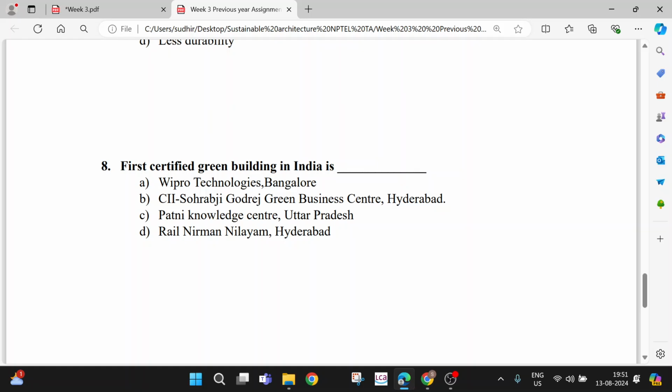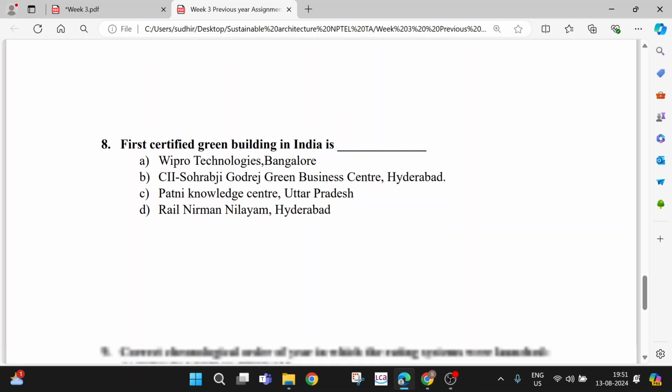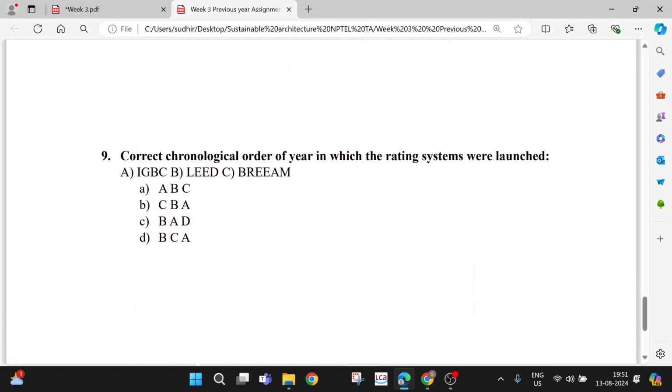Okay, so I think it is well known to all of you. So we can move to the next question. Question 9. Try to arrange them in order of the year in which the various rating systems were launched. Option B, sir. So, if you are saying option B, then you are telling that C is the first. That is, BREEAM is the first. Am I right? Yes, sir. So BREEAM was launched in which year?